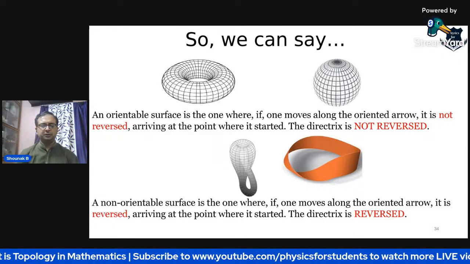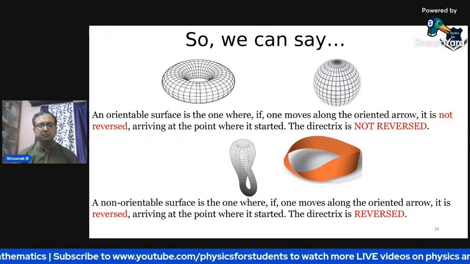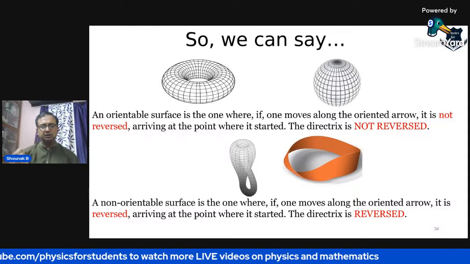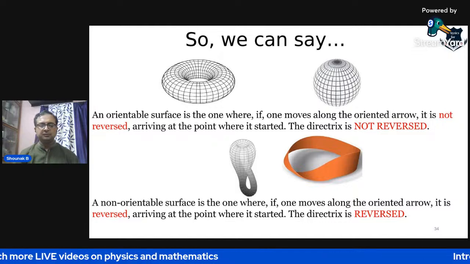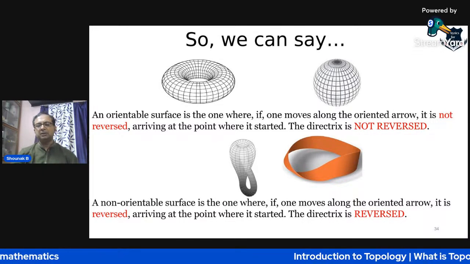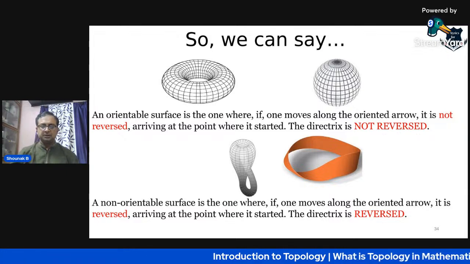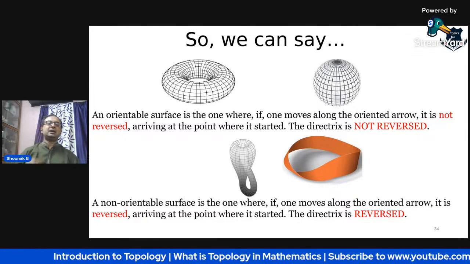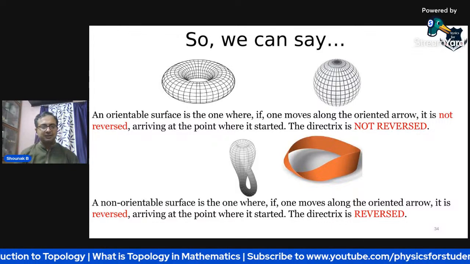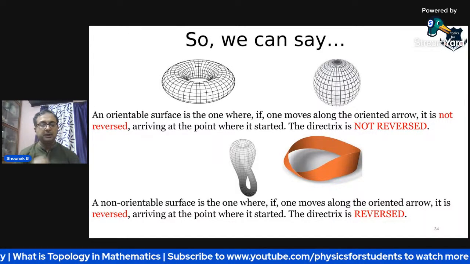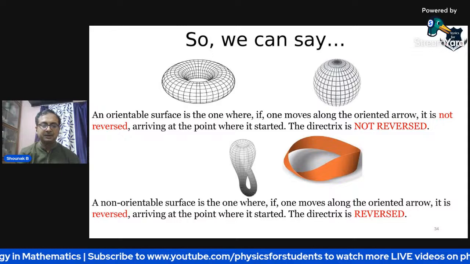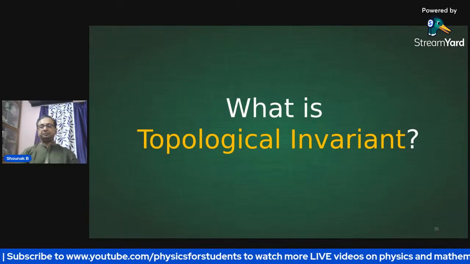Welcome to this topology. So an orientable surface is the one where, if one moves along the oriented arrow, it is not reversed. For example, a sphere and a torus. And in a non-orientable surface, for example, a Mobius strip and a Klein bottle, if the body is coming out, then it will be reversed. So this is what is called an orientable and non-orientable surface. Right now, maybe it is not that important for you to know, but once we start with the mathematics, it is very important.